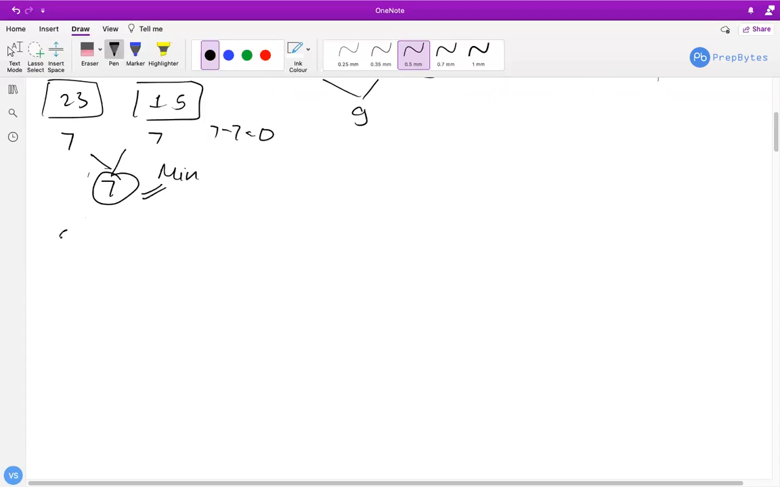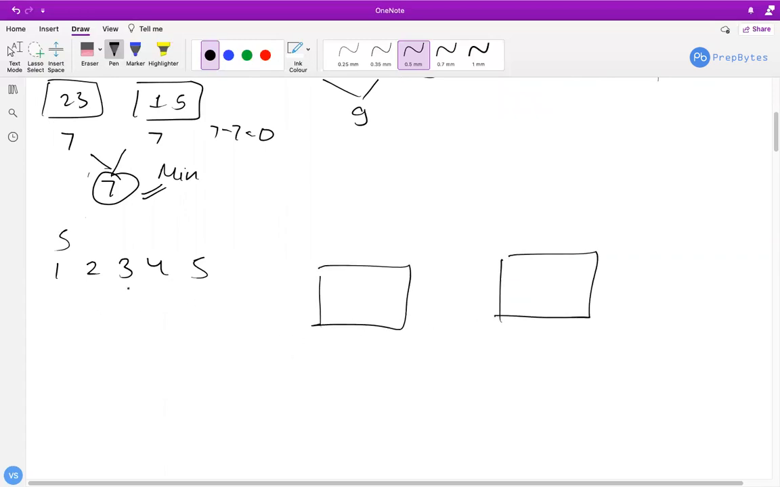Let's say the example is 1, 2, 3, 4, 5. Now here we have burner 1 and burner 2. Now let's take the minimum difference. What will be your minimum difference? If I take 2, 3, 4 in one burner, that is 9, and 1 and 5 in the other, that is 6. So 9 minus 6 is equal to 3.